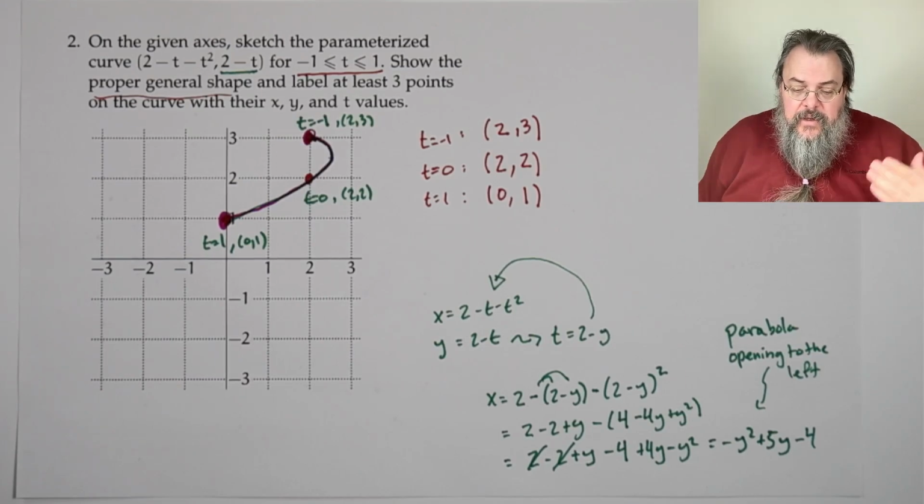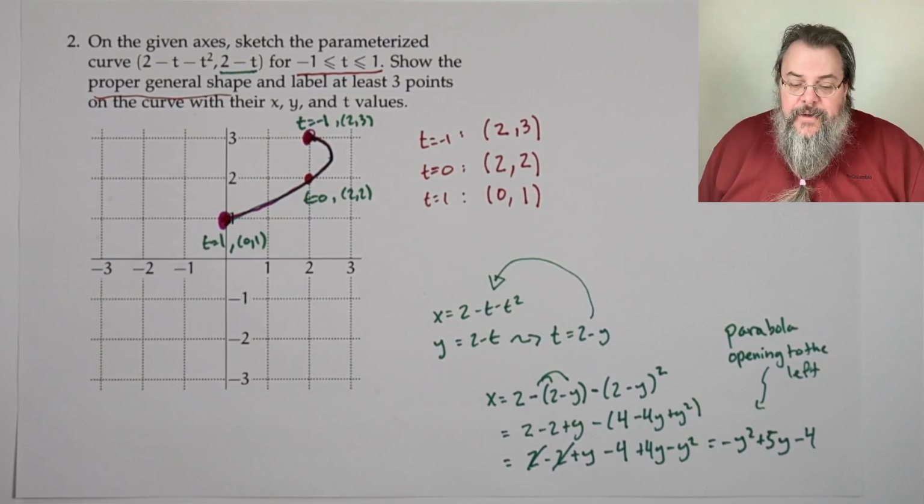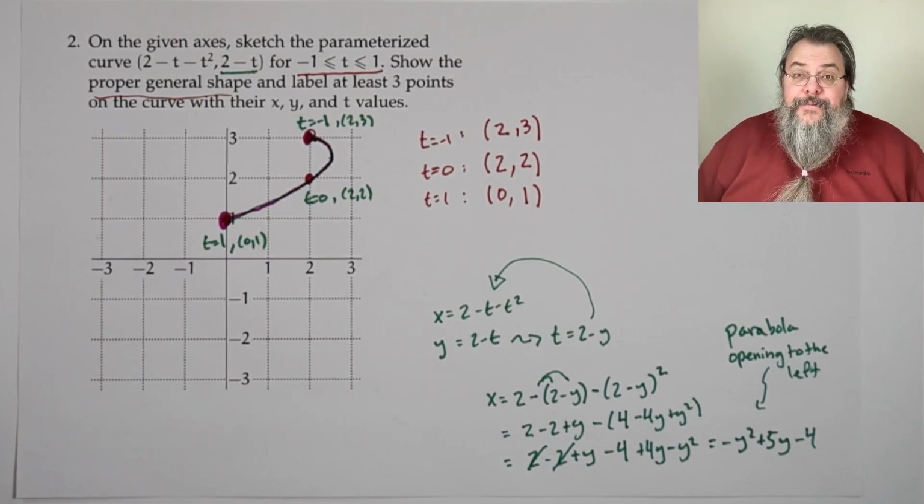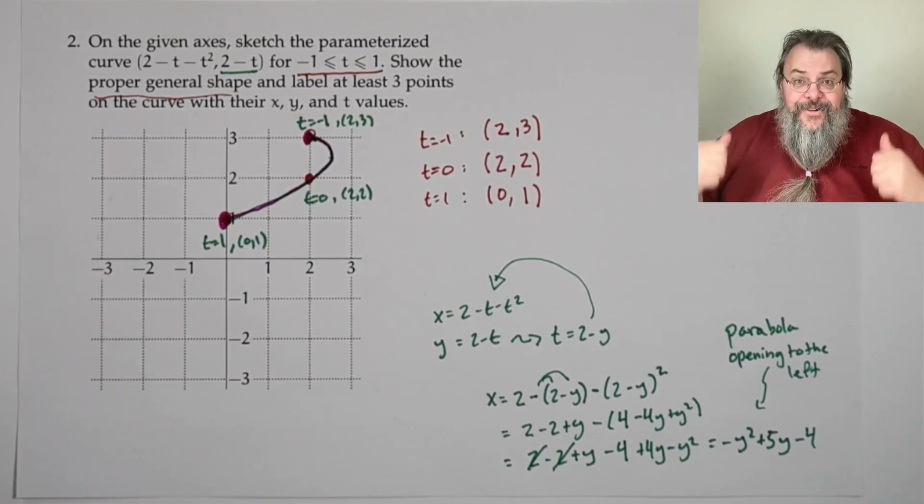So there we go. That's the parameterized curve. We've got the proper general shape, and we labeled at least 3 points. We did it! Woohoo! Nice!